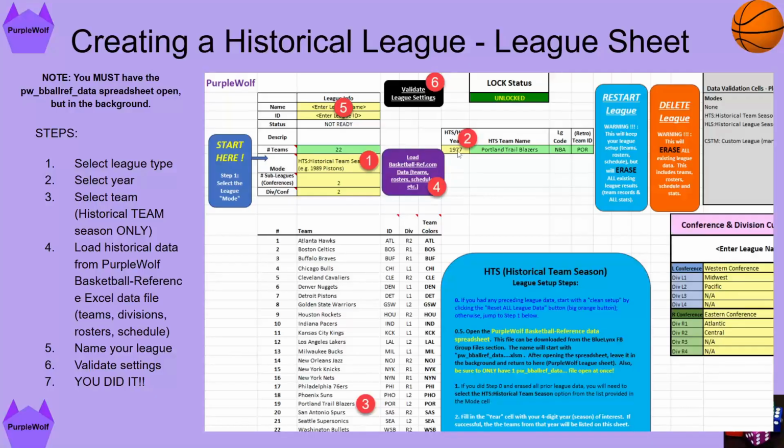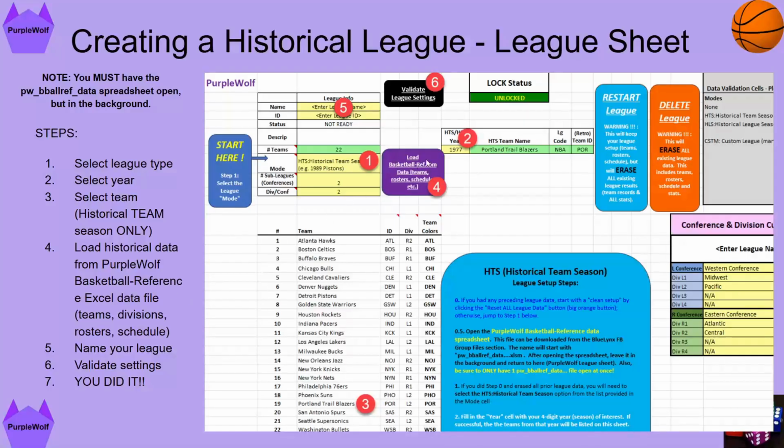So when you enter the year, if you enter a year between 68 and 76, I think, when the ABA was in existence, it'll prompt you for which league you want to use, the ABA or the NBA, and it'll list the teams appropriately. So that's step 2. Then step 3, if you're picking a team season, you have to pick which team you want to use, which team schedule you want to follow. If you're doing a league season, you won't do step 3.